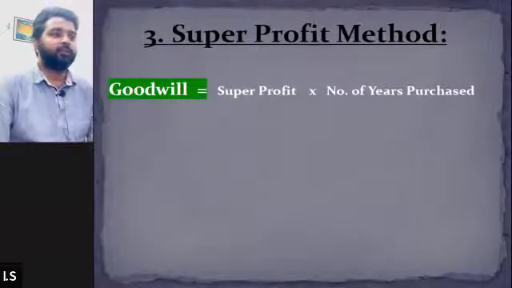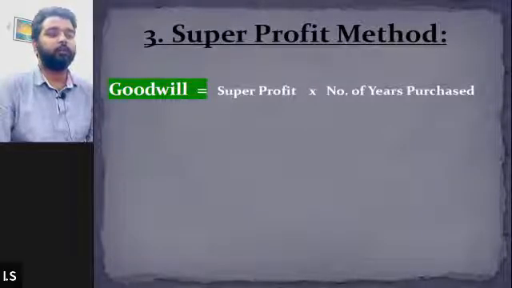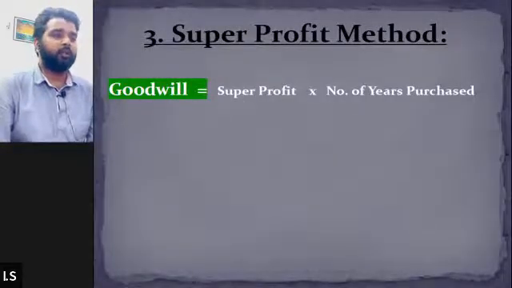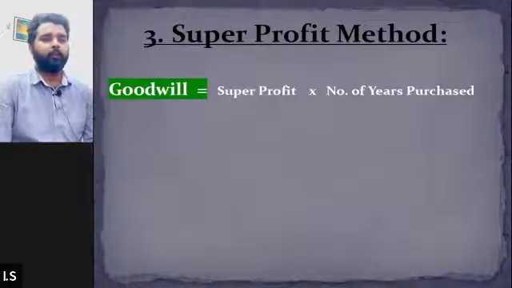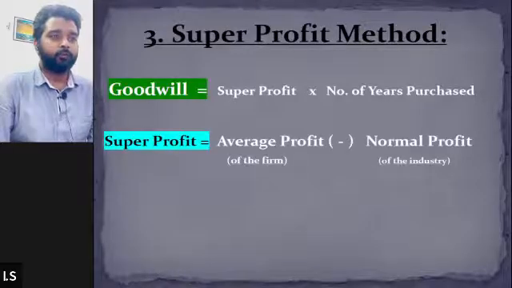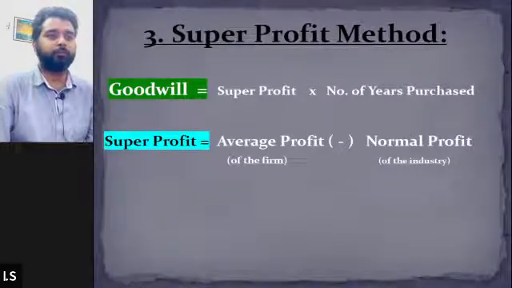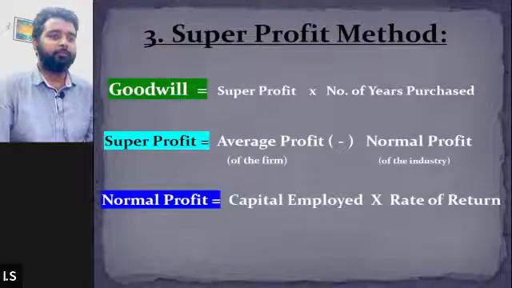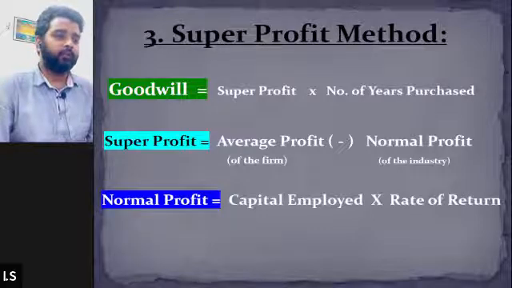So in the last class we talked about the formula which is used to calculate the goodwill by this method. And the formula is very simple. The formula is super profit into number of years purchase. And then I told you that in order to find out the value of the super profit, we subtract the normal profit out of the average profit. Average profit of the firm minus the normal profit of the industry. And in order to find out the normal profit, we apply this formula: capital employed into the rate of return prevailing in the market.